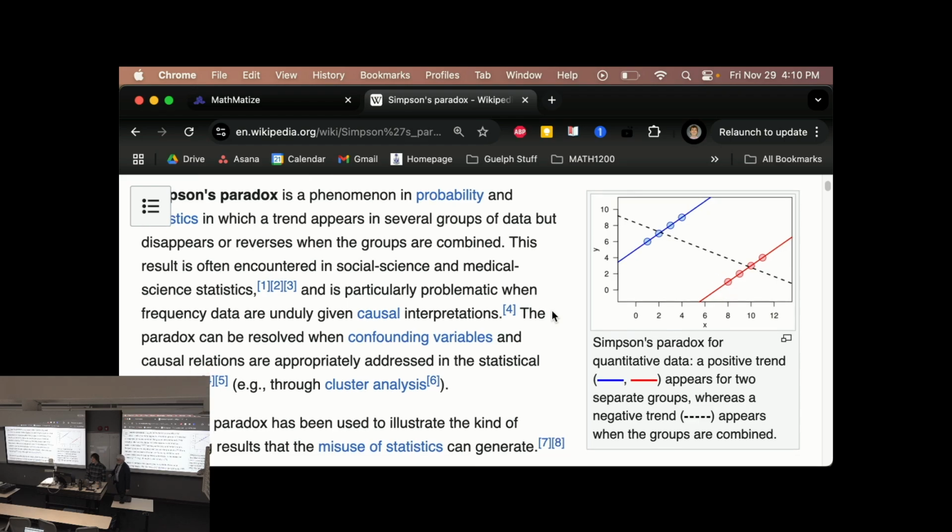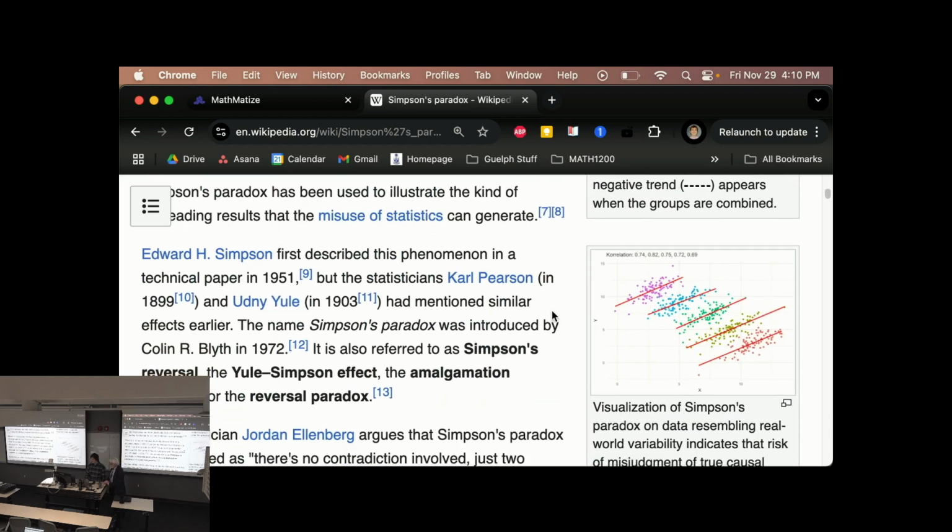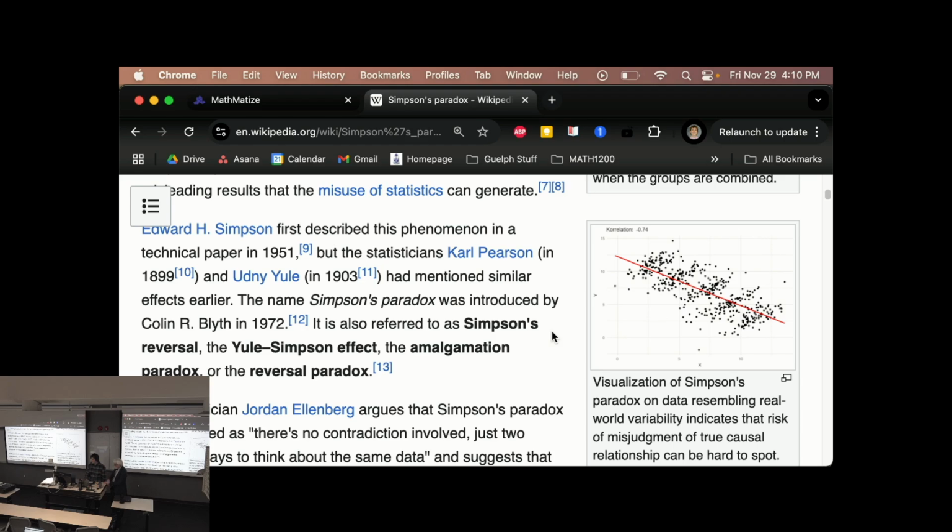And you mentioned the baseball example. So the baseball example's in here. Ooh. Hey, look, here they spelled correlation with a K. That's cool. Okay.